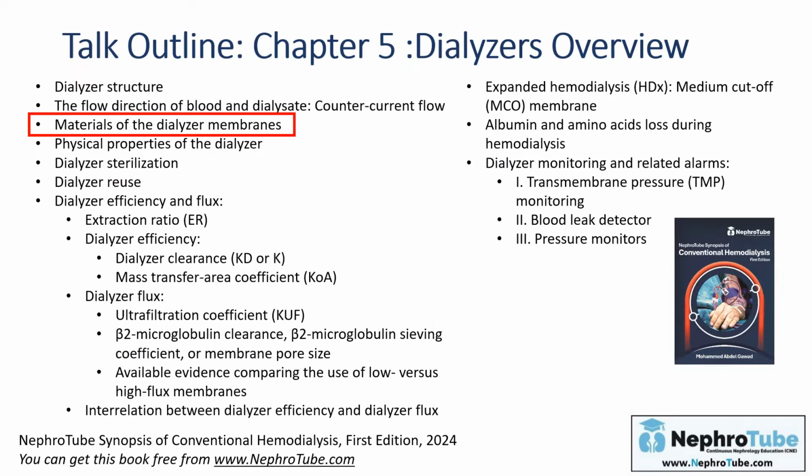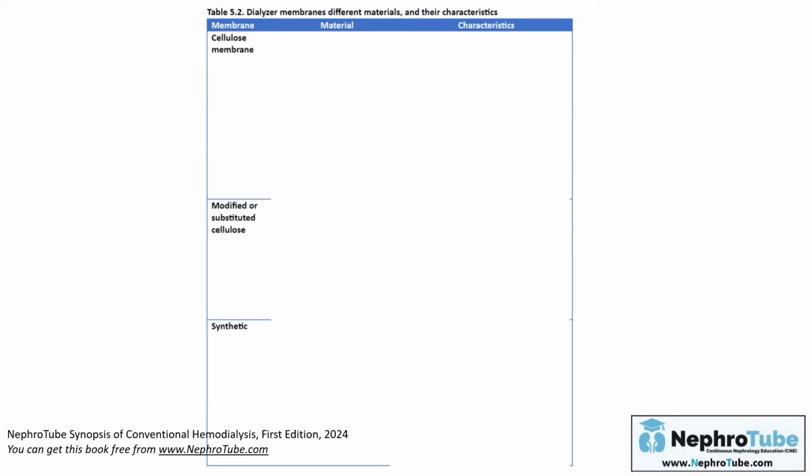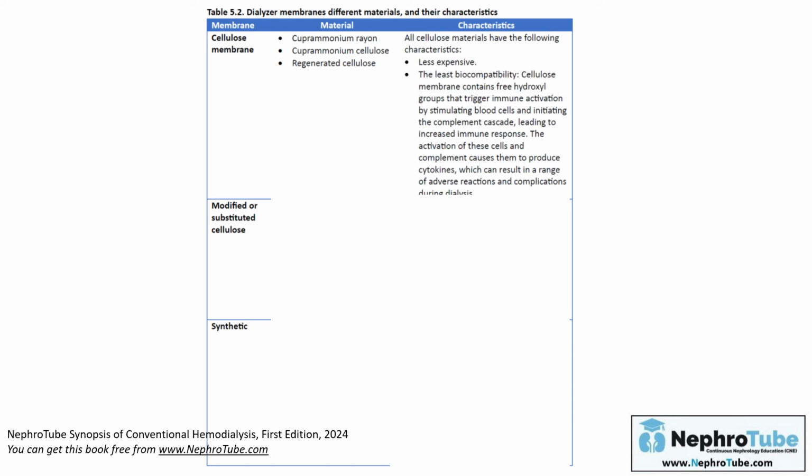The next point to discuss is materials of the dialyzer membranes. Usually, the dialyzer membranes can be formed of one of three categories: cellulose membrane, modified or substituted cellulose, and finally synthetic membranes. Let's start with each of them. These are examples of the cellulose membranes. Cellulose materials are less expensive than the modified cellulose and synthetic, but they are the least biocompatible. This is why they are not commonly used.